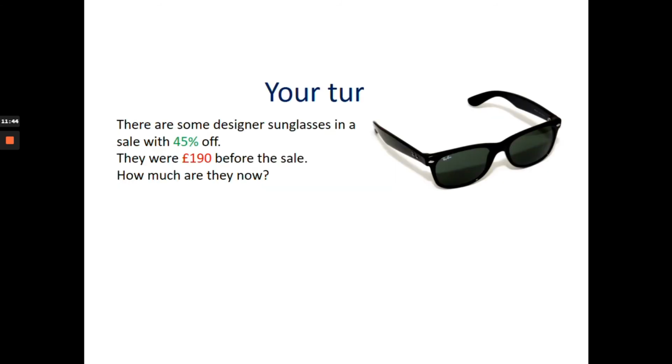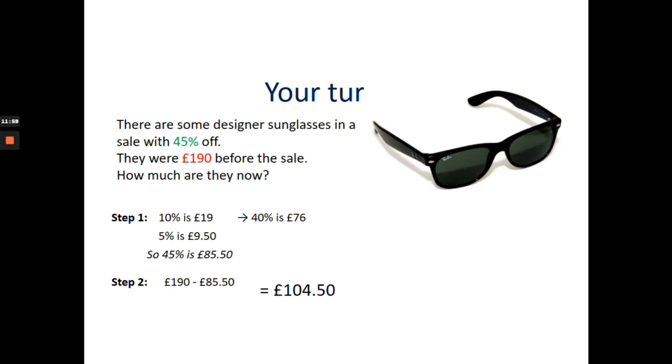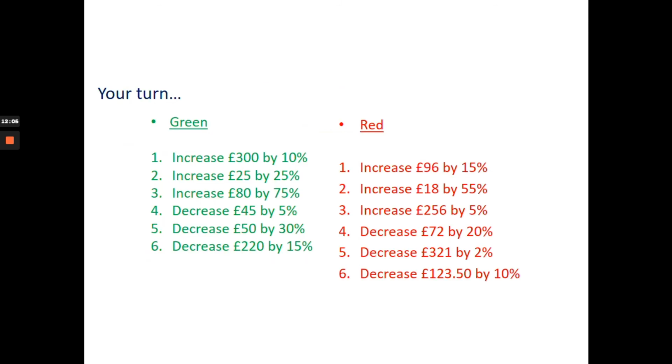And again, your turn. Okay, step 1, 10% is £19, 40% is £76. That means that 5% is £9.50. And that will be your answer. So well done if you got that right. Here are some questions for you to try. If you want to pause the screen for 10-15 minutes and give these a try. Okay, well done. Remember to send your work into the Edge Academy to get marked and have feedback.